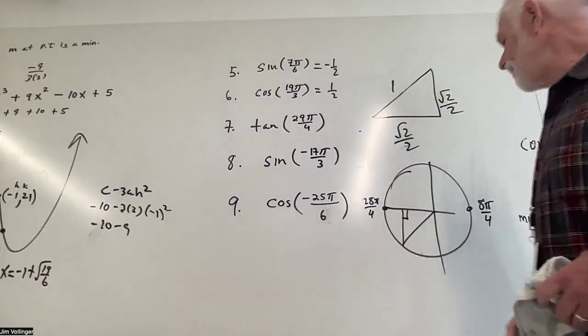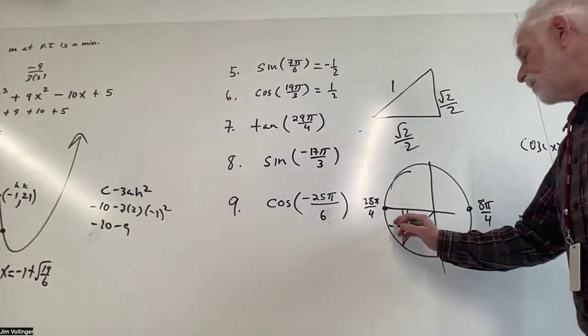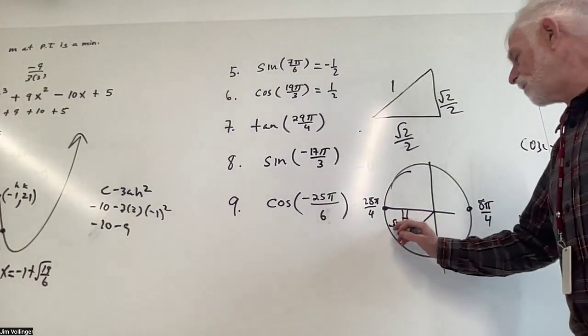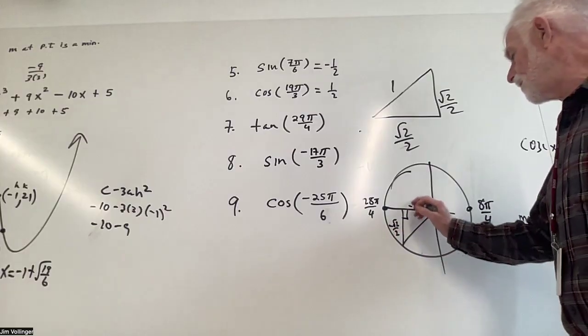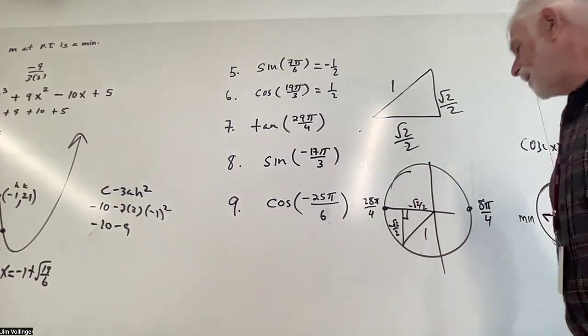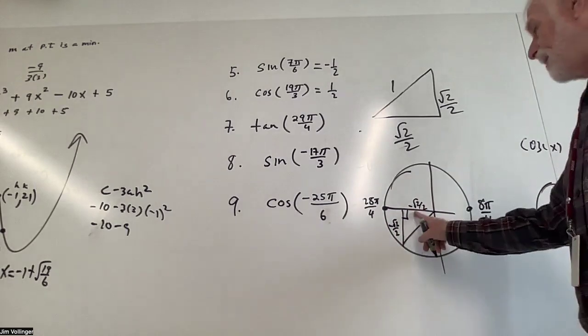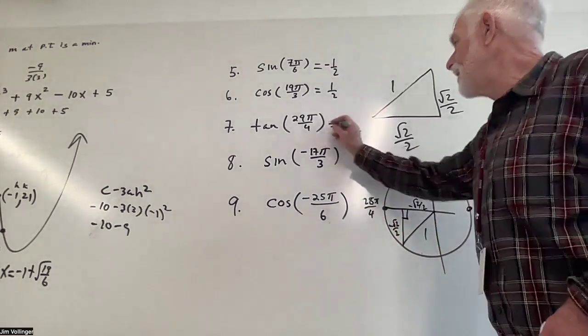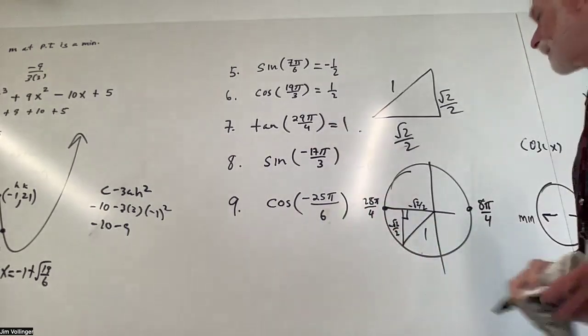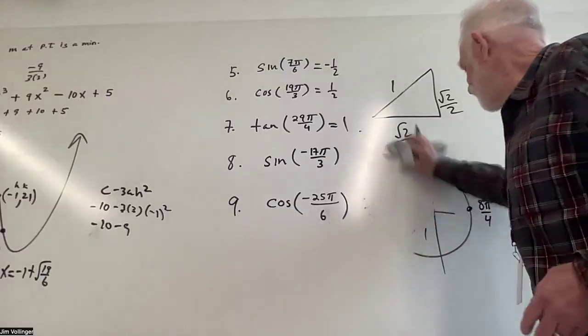That's my triangle. I have negative root 2 over 2, negative root 2 over 2, and I have another negative root 2 over 2, and I have 1. What's that divided by that? Sure looks like it's positive 1 to me. All right.